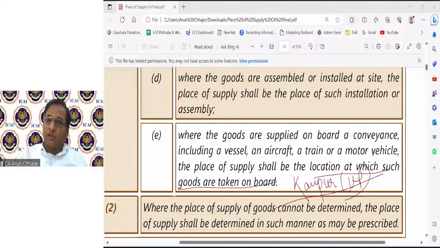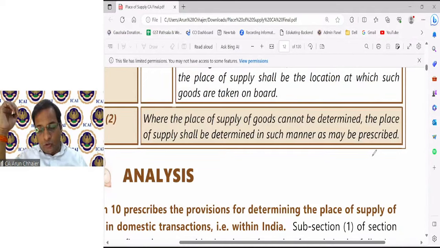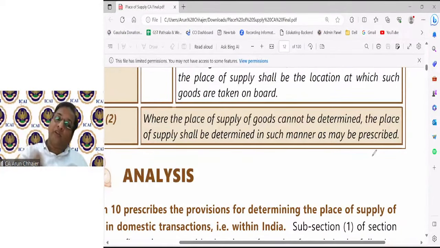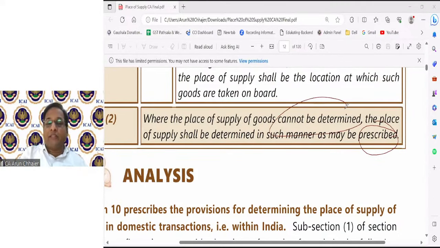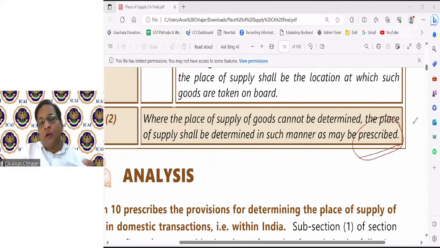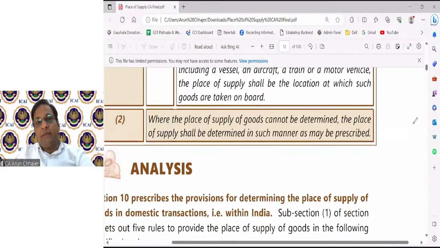So this is a very short discussion of the place of the supply for goods, domestic supply. Section 10 subsection 2 says that if the place of the supply cannot be determined for any reason, then it shall be determined according to the provisions as may be prescribed. As of now, there are no such rules framed under 10 subsection 2. Any question, kindly tell me. If you have any question, please let me know.